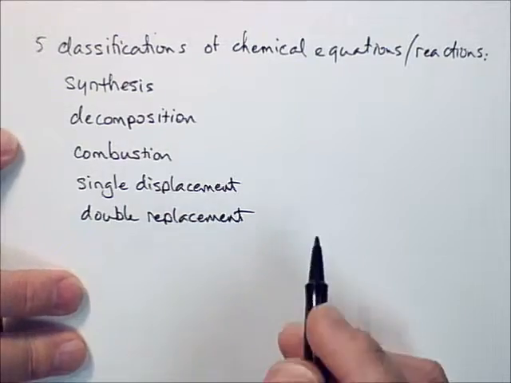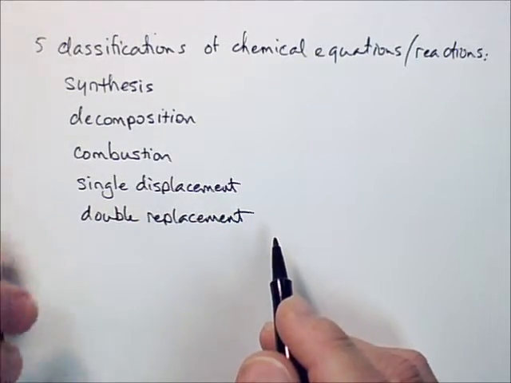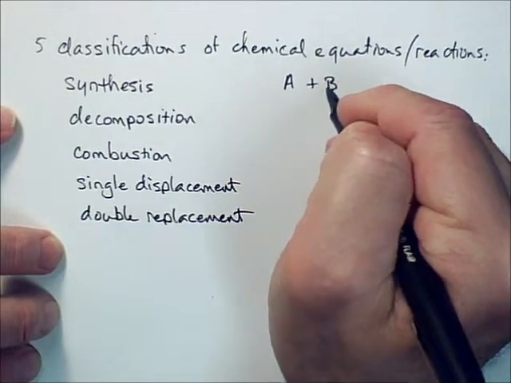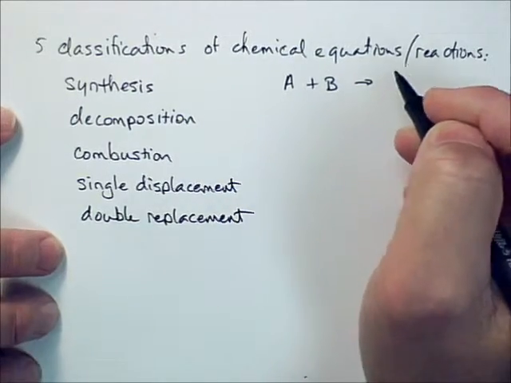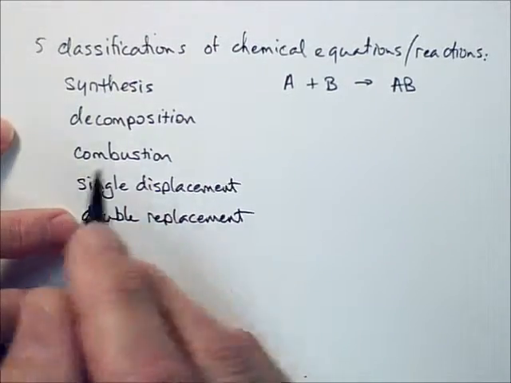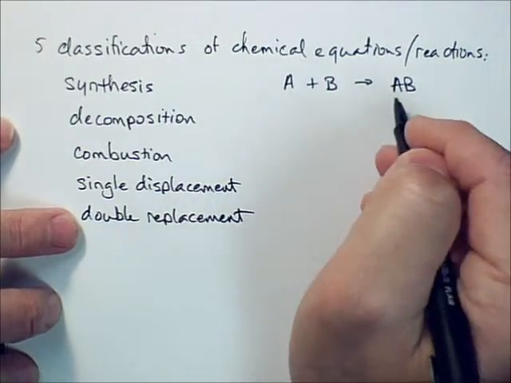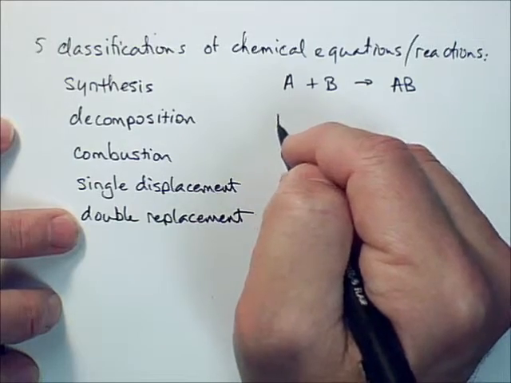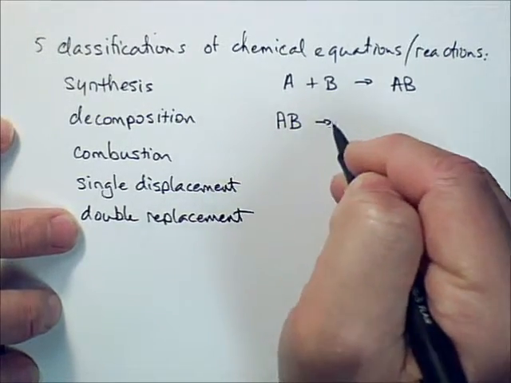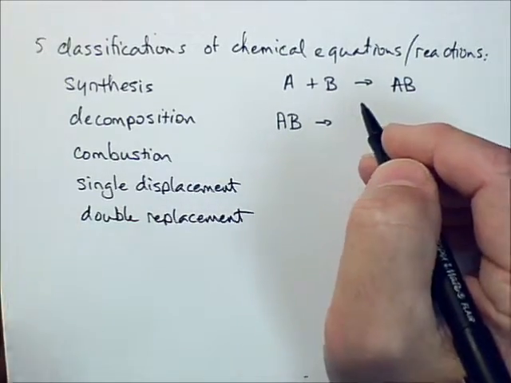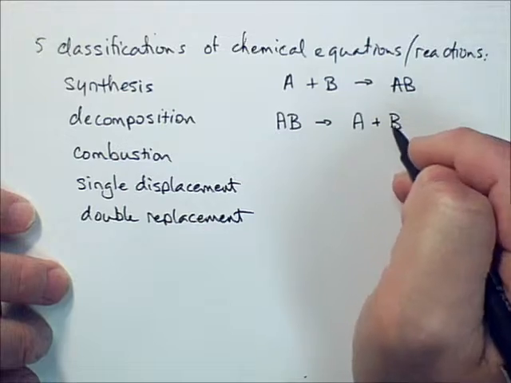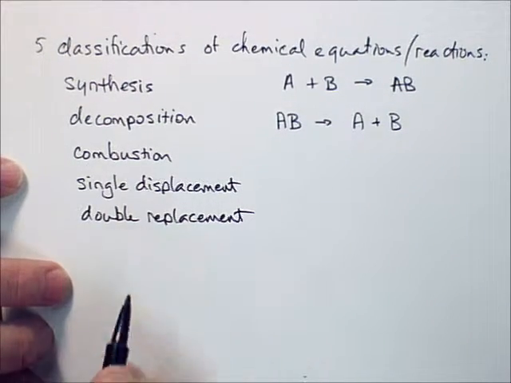A synthesis reaction in general form was 2 very simple chemicals combining together to make a larger or more complex chemical. Decomposition was kind of the reverse of that, where you have a larger or more complex form breaking up, decomposing, if you will, into smaller or simpler chemical forms.